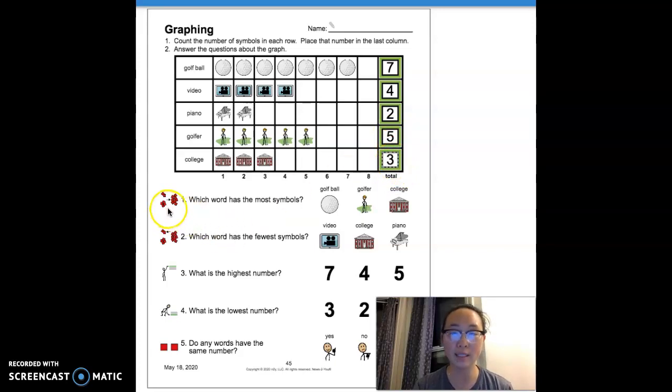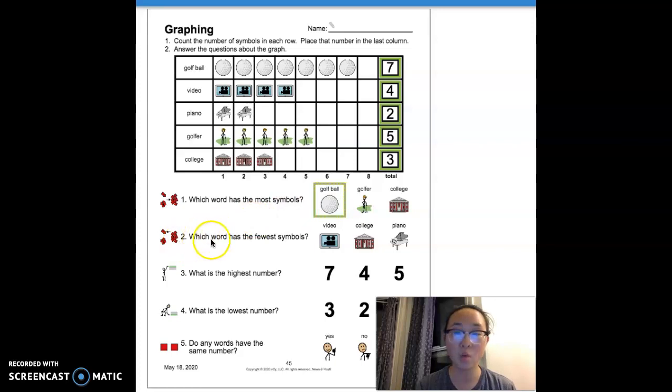So let's answer the questions now. Number 1, which word has the most symbols? Golf ball, golfer, or college? Which one has the most symbols? We'll see. Golf ball has 7, golfer has 5, and college has 3. So if we look at these pictures, which one has the most? Golf ball. That's 7. There's a lot of golf balls up there.